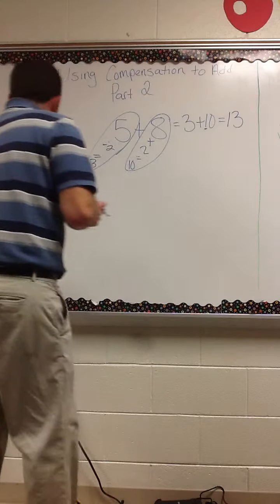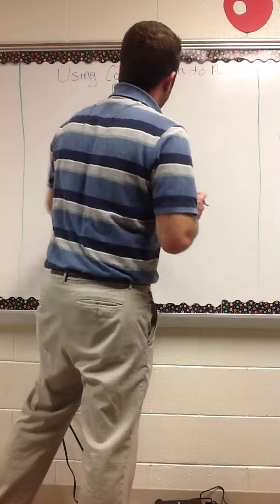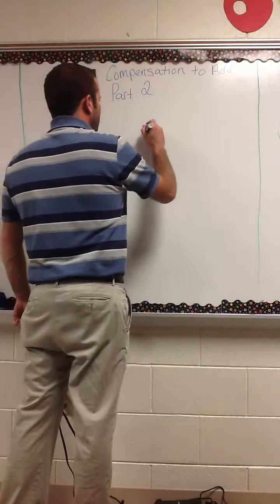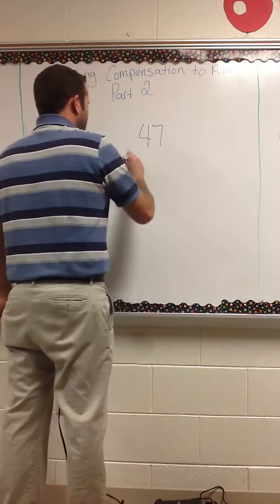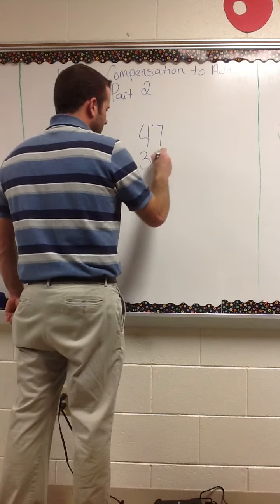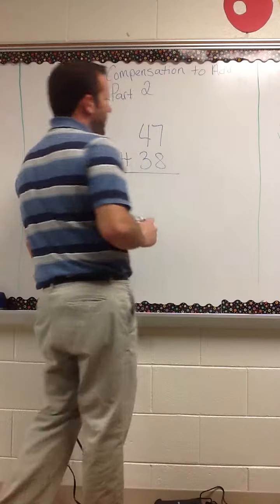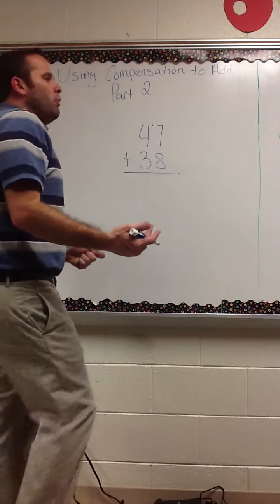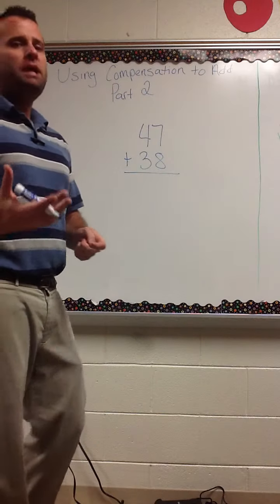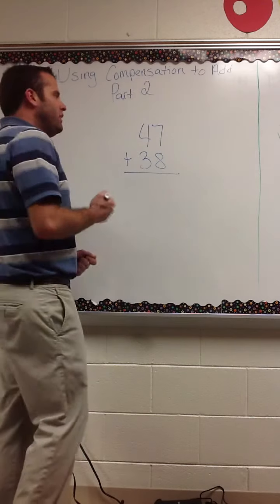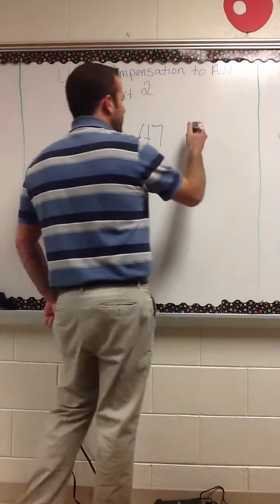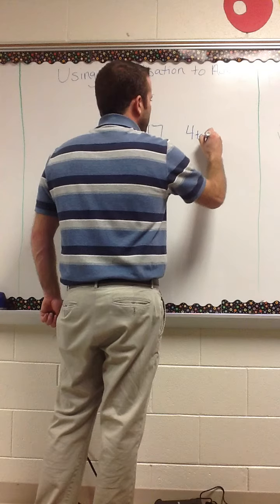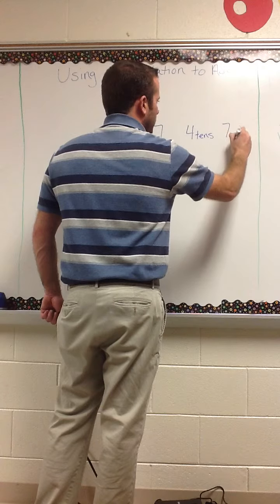Now let's move on to something a little bit bigger. I'll go back to writing our problems in a more traditional way, and we'll just talk about the thought process. Let's say we're asked to add 47 plus 38. Now again, not that we have to write all of this out on our paper, but where I would like you to be in your math reasoning skills is that when you see the number 47, your thought process is, I have 4 tens and 7 ones.